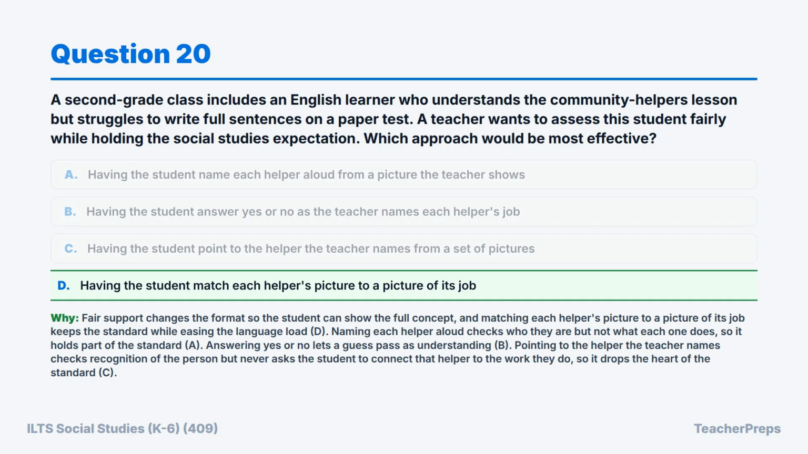D. Naming each helper aloud checks who they are, but not what each one does, so it holds part of the standard. A. Answering yes or no lets a guess pass as understanding. B. Pointing to the helper the teacher names checks recognition of the person, but never asks the student to connect that helper to the work they do, so it drops the heart of the standard. C.